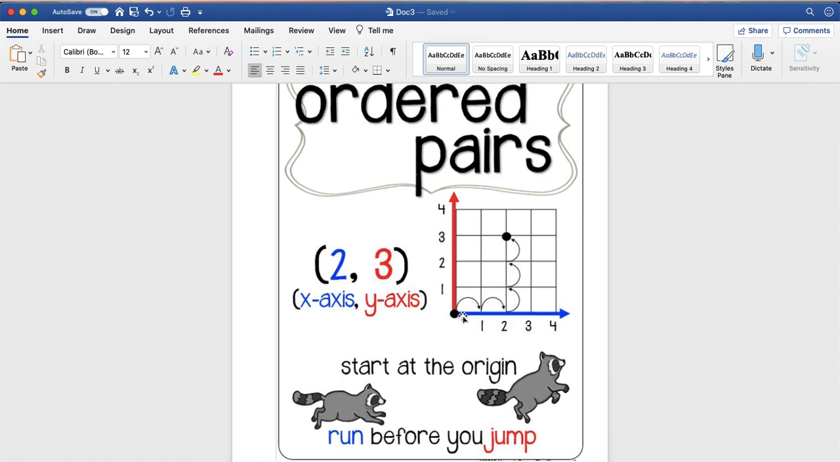So to get to this point, starting here from the origin, I need to run 2 spots, so 1, 2, and then I would write the number 2 and put a comma, and then let's see how high I need to jump, 1, 2, 3, and then I would put 3 and close my parentheses. So I know this is a very new concept. This will take a lot of practice before we become very familiar with this.